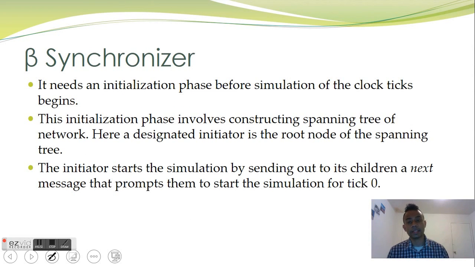Now we have the beta synchronizer. The beta synchronizer will be discussed by my friend Jay, who will compare it with the alpha synchronizer, and he will conclude the presentation.